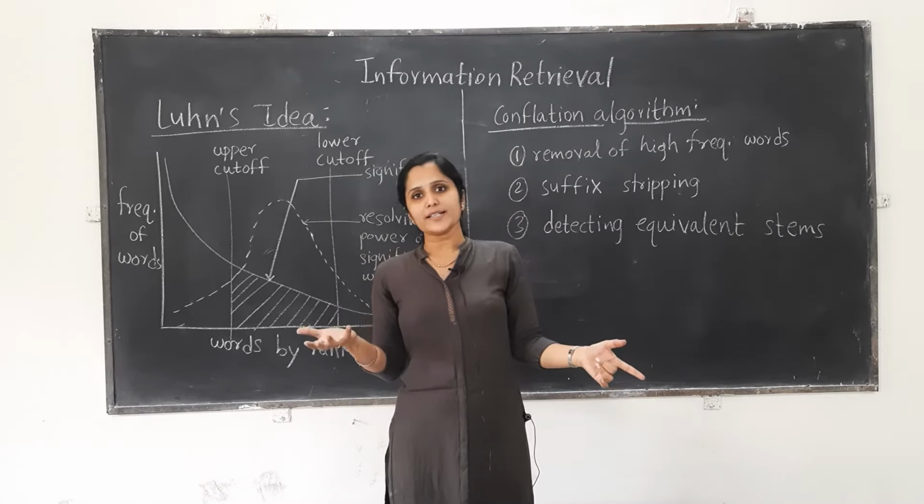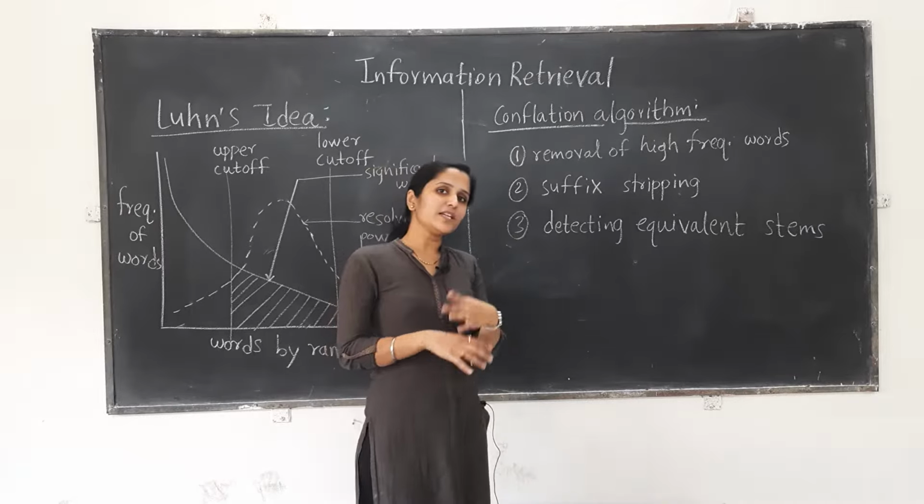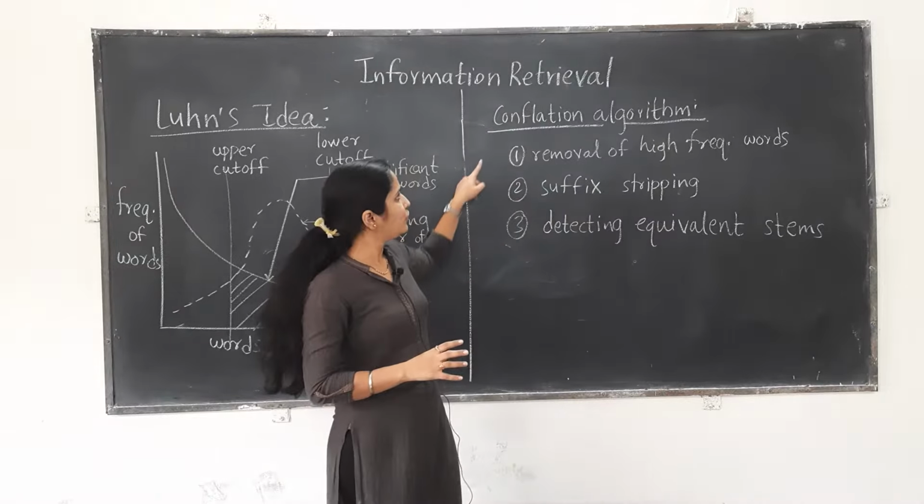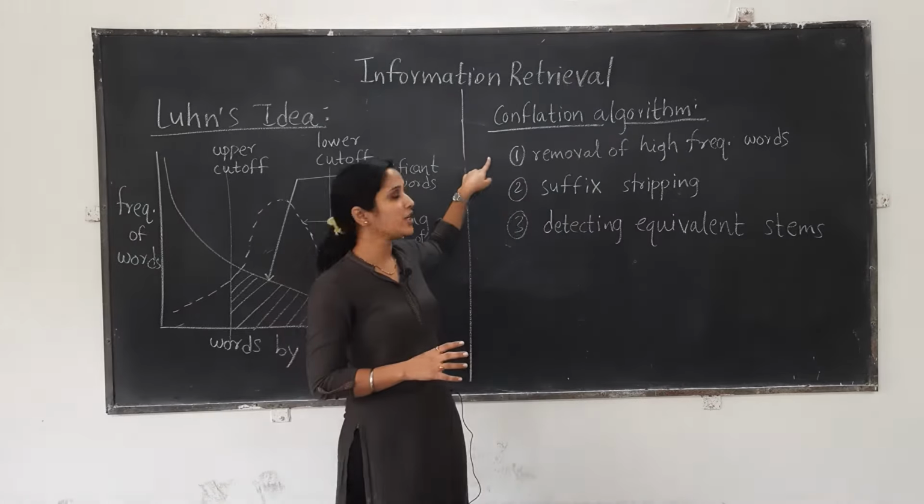So, if the document representative is to be generated, the algorithm states that if you follow 3 steps, the output you get is going to be the document representative. So, which are the 3 steps that I will be telling you? The first step in the conflation algorithm is removal of high frequency words.